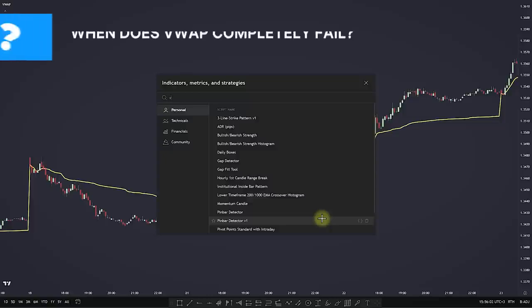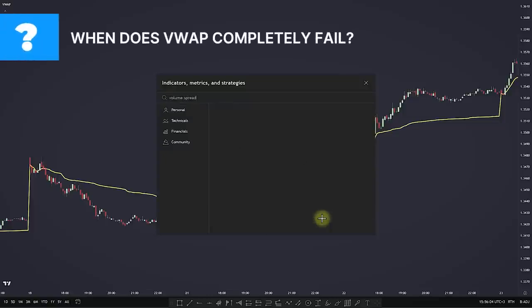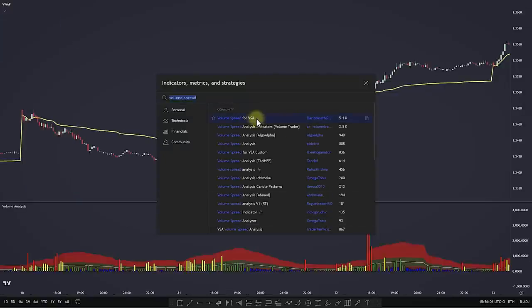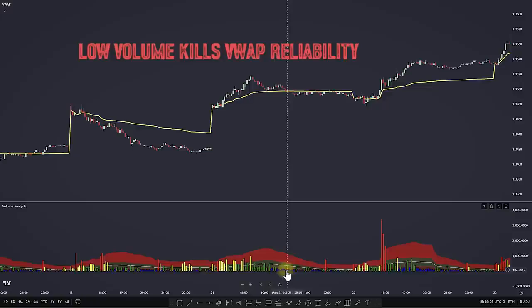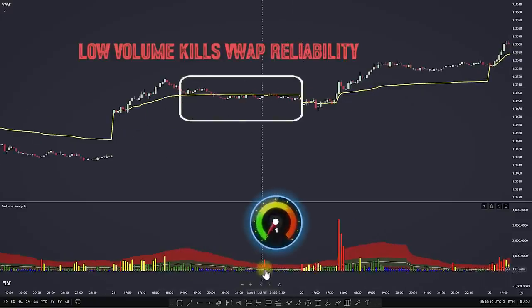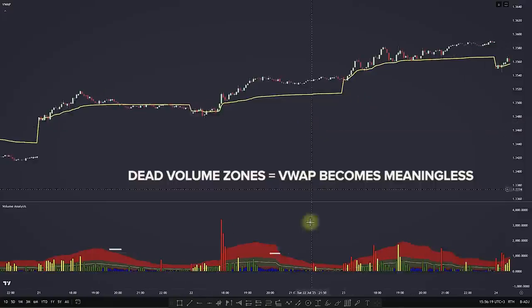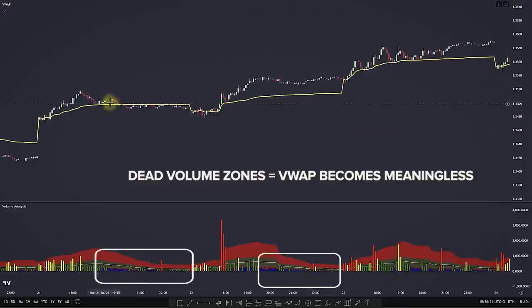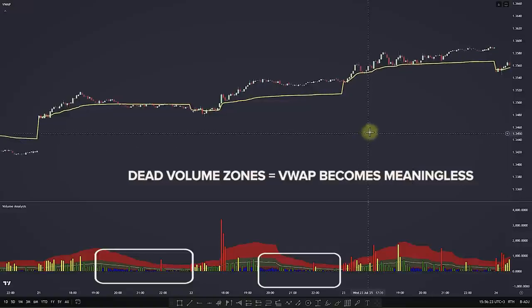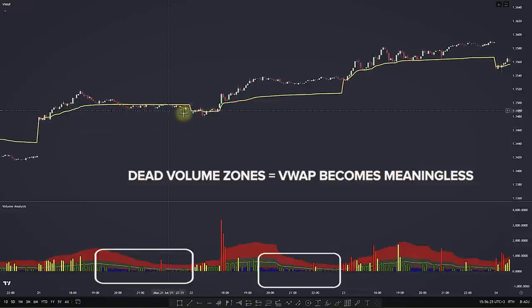Here's when VWAP stops working and most traders have no backup plan. Low volume kills VWAP reliability. When volume drops below 30% of average, VWAP moves on so few shares that it loses meaning. During these dead zones, price can drift through VWAP with zero resistance because no institutions are participating.